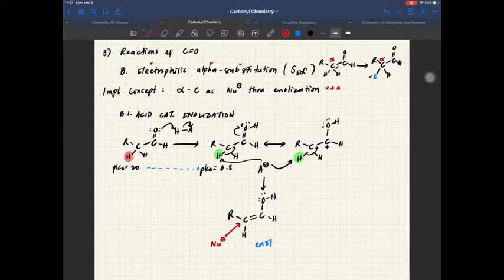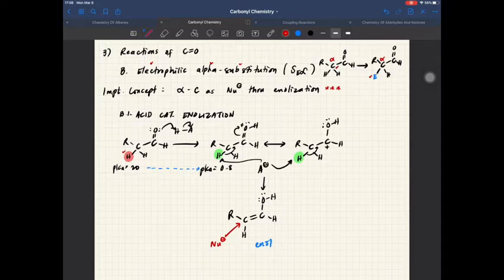The first one is the acid catalyzed enolization, and the other one is the base catalyzed enolization. So remember that the alpha carbon, this one, is slightly acidic for the reason that the carbonyl group will exert a negative inductive effect on it, which results in a lessened electron cloud density on the alpha hydrogen, making it slightly acidic. However, despite it being acidic, it's not that easily attacked by any other base.